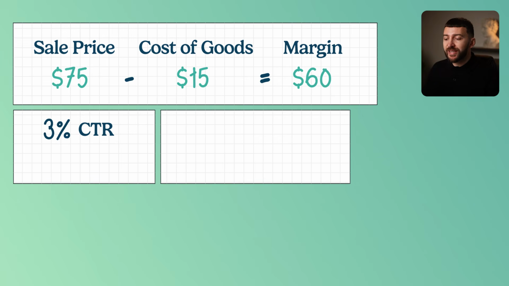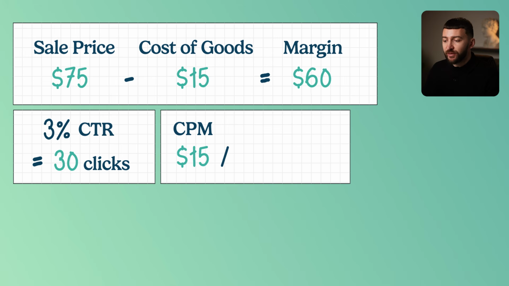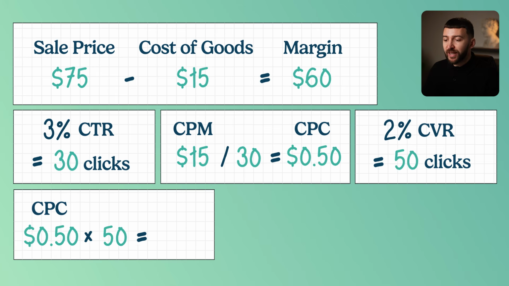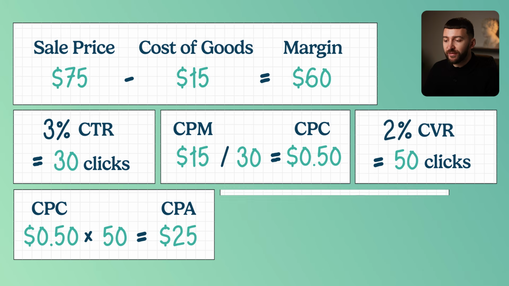So you can work this out for your own store. The most important thing is to know your numbers. Now I'll do the same equation as if my CPM was $15. So 1,000 views on my ads is going to cost me $15. If I get 30 clicks at a 3% click-through rate, that means I pay 50 cents per click. If my store's conversion rate is 2%, I need 50 clicks for a sale, which means I pay $25 for 50 clicks, or $25 to achieve a sale.